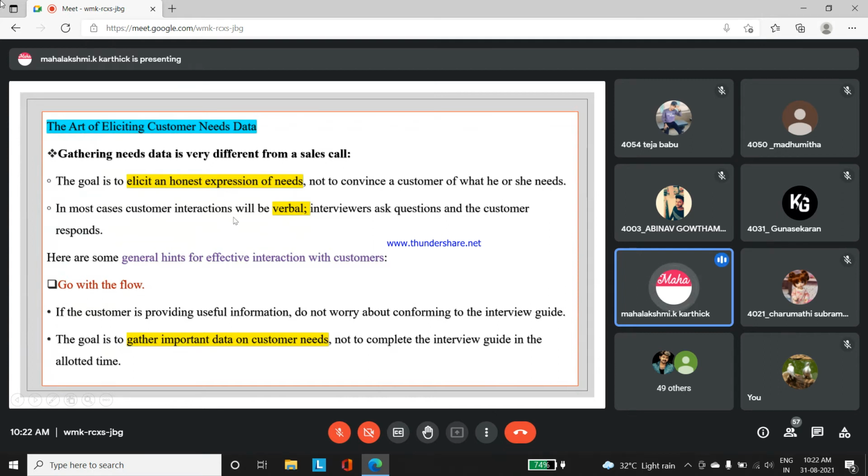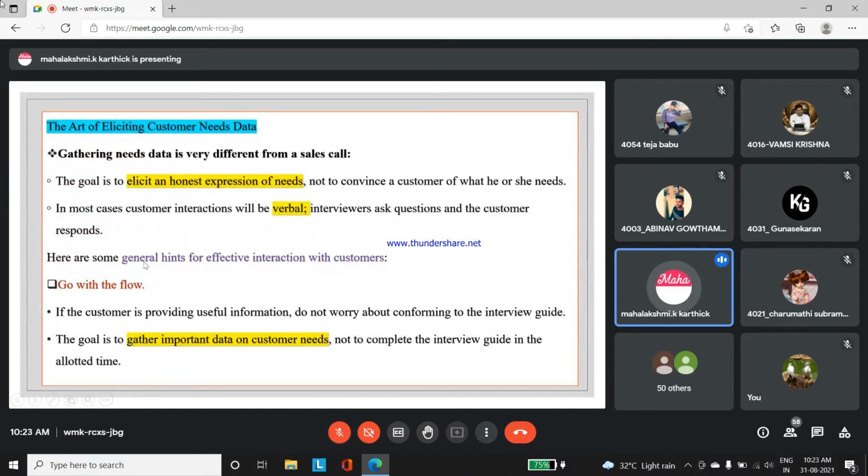In most cases customer interactions will be verbal. Mostly in demo sessions or any other practical session of the product to be promoted, we will normally talk to the customer. First we have to make the customer understand our product. So interview, ask questions and the customer has to respond, like whether you are feeling difficulty with the existing product. Those things will be kept in mind, and we ask many questions like whether our product can fulfill your need, and we should talk in a way that understands their needs. So that is the art of eliciting customer need data.